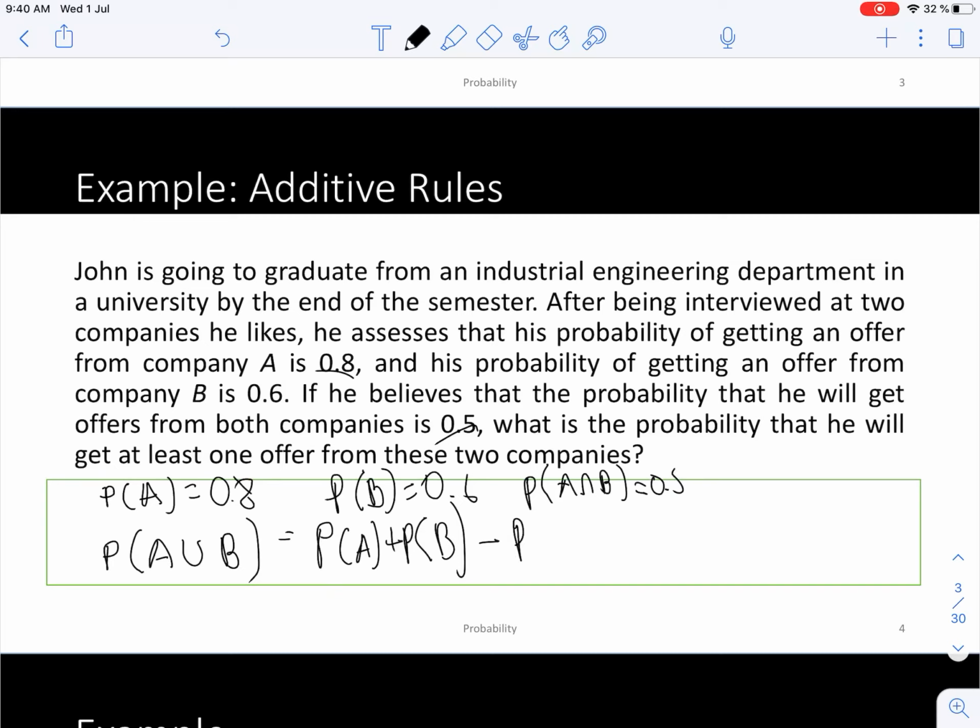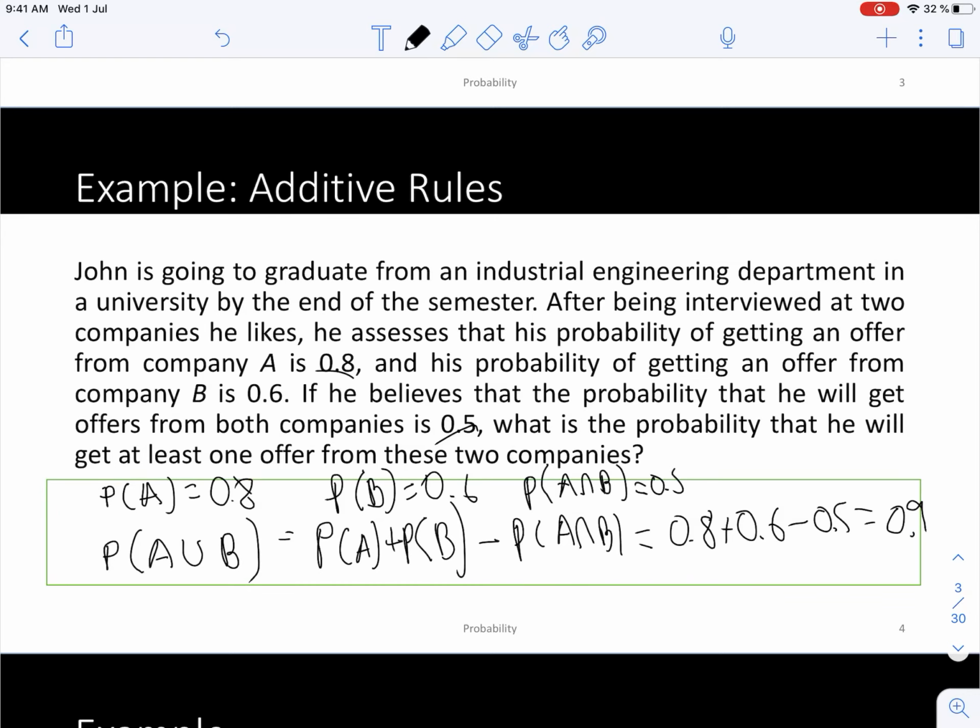Therefore, when we complete the equation, now let's plug in the numbers. So it's 0.8 plus 0.6 minus the intersection, that's 0.5, right? So we get that the probability that he will get one offer from one company or the other, or both of them at the same time, is equal to 0.9.